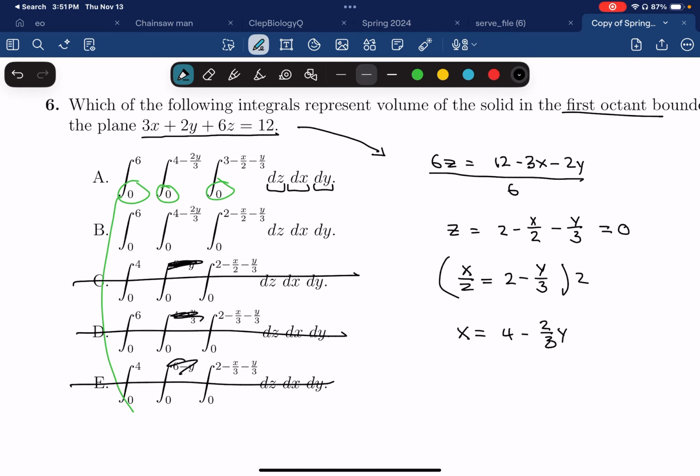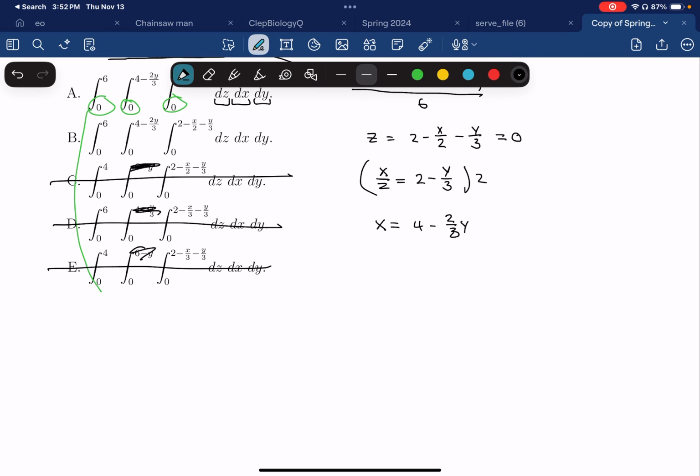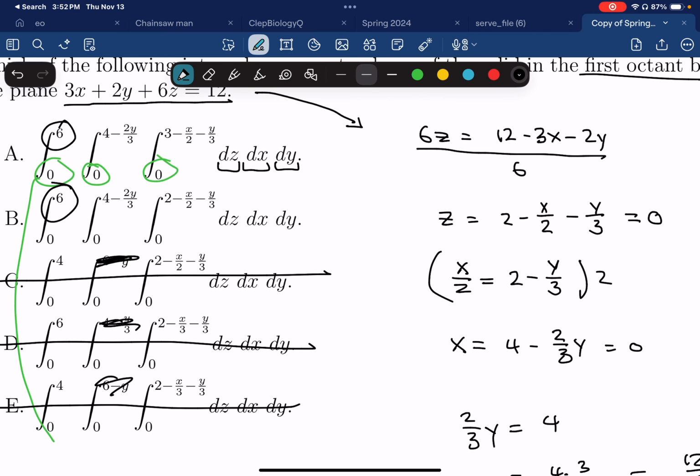So in this case, we don't need to go any further, but I will. We also know x is equal to 0. So in this case, 2 over 3 y is just equal to 4, which means that y is equal to 4 times 3 over 2, which in this case is 12 over 2, which is 6. But both of the answer choices already have a 6, so you don't even really need to know that. These two are also the same.